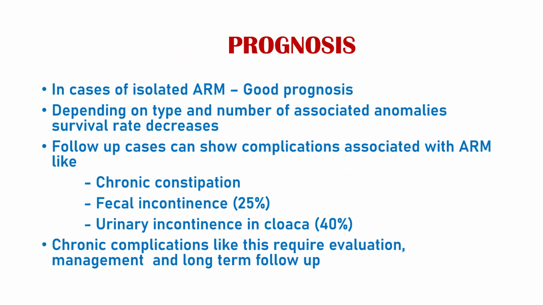In case of isolated ARM, there is good prognosis, but depending on type and number of associated anomalies, the survival rate decreases. Follow-up cases can show complications associated with ARM, like chronic constipation. They can be fecal incontinence in 25% of cases, or urinary incontinence in cloaca type cases, around 40%. Chronic complications like this require evaluation, management, and long-term follow-up.